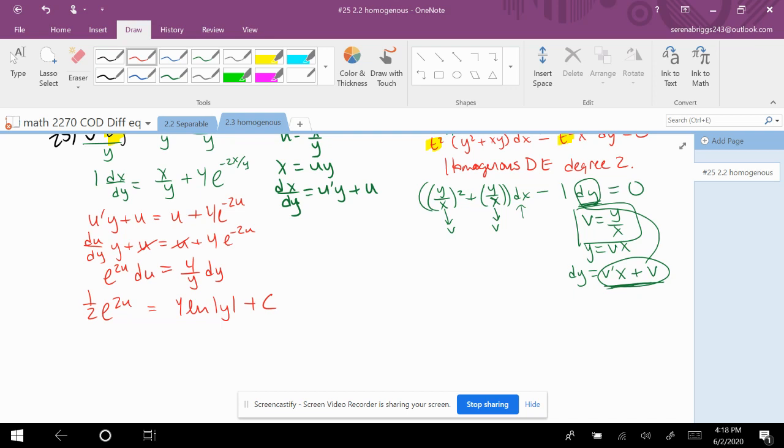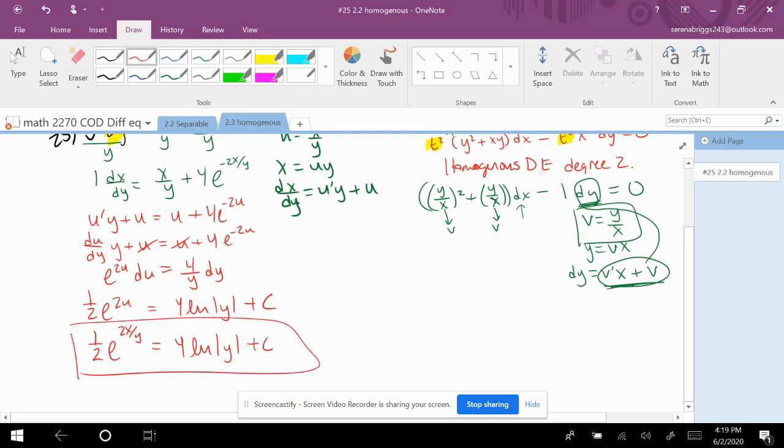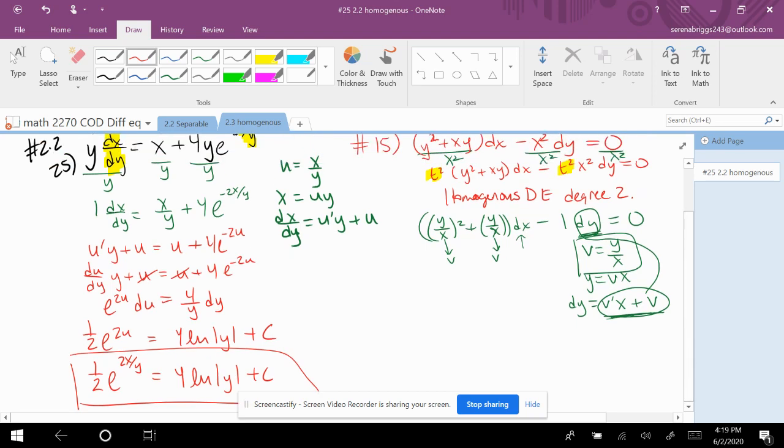Now, recall that u is equal to x over y, and I don't want u's in my problem, so I substitute that back in. 1/2 e to the 2x over y is equal to 4 natural log of the absolute value of y plus c, and this implicitly defined family of equations are solutions to that differential equation.